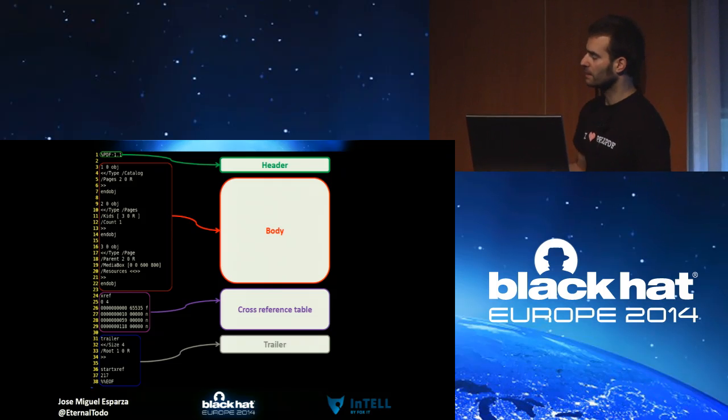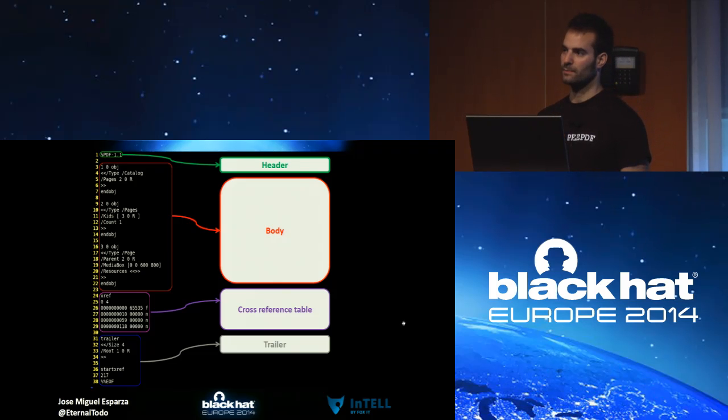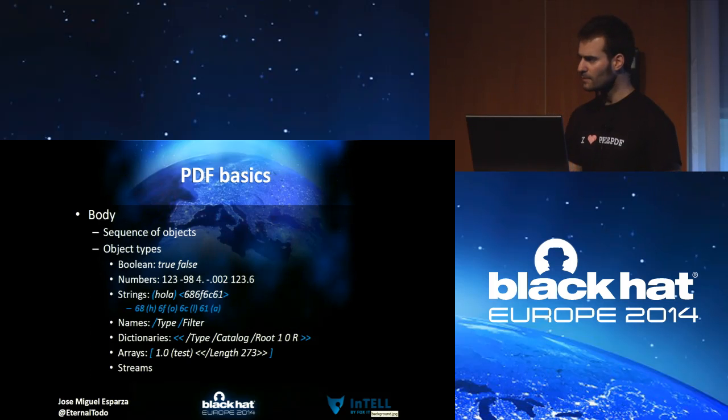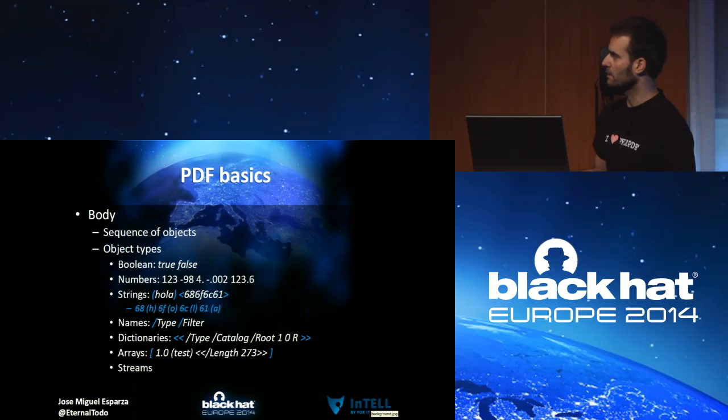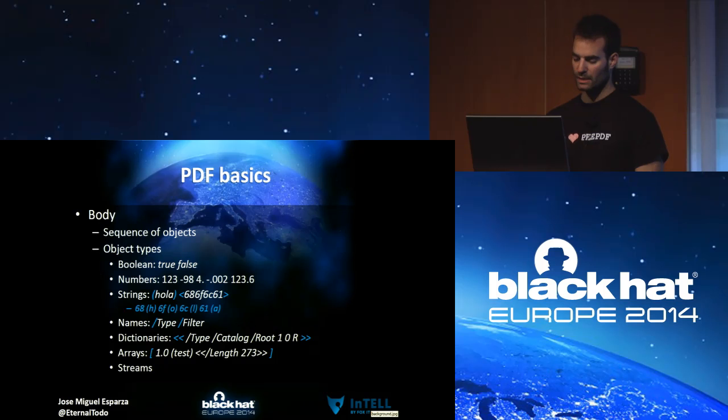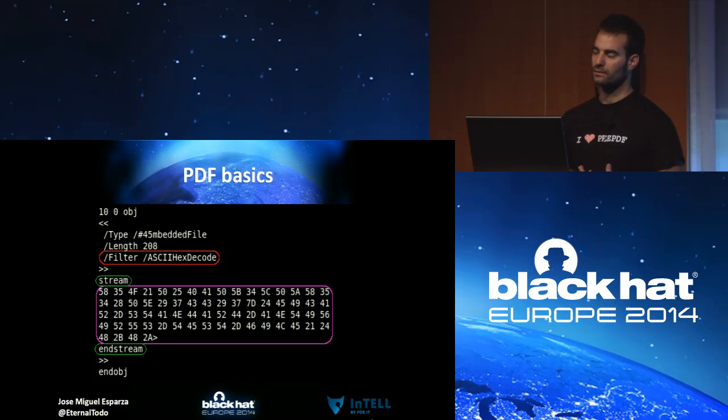And then finally you have the trailer, and the trailer will tell you, for example, what's the first object that the PDF reader has to look at. That's called the catalog, but I will talk about it a bit later. These objects, this sequence of objects, can be a number, an array, a dictionary, but they can also be a special object for PDF files called a stream. The streams contain a dictionary and also some kind of content between the tags stream and endstream.